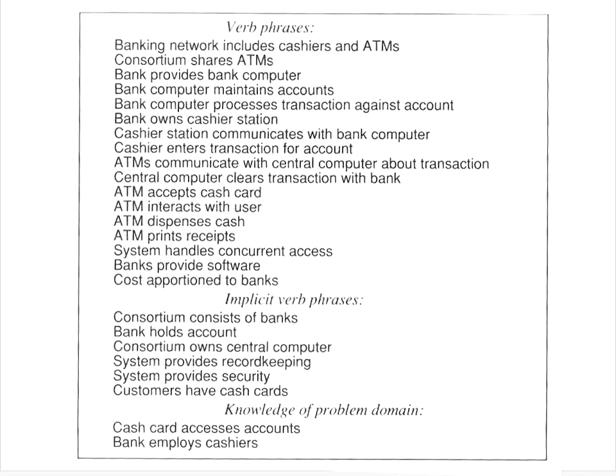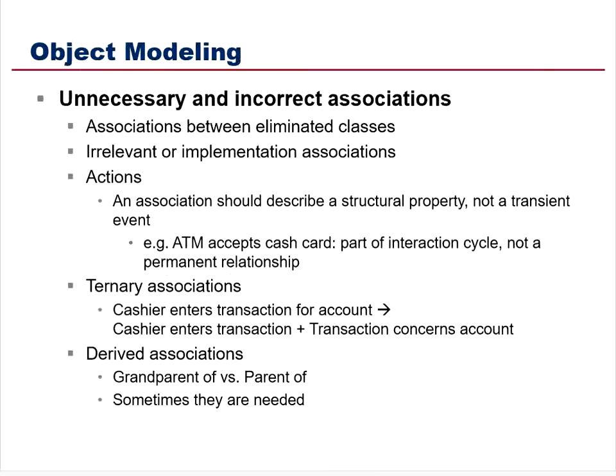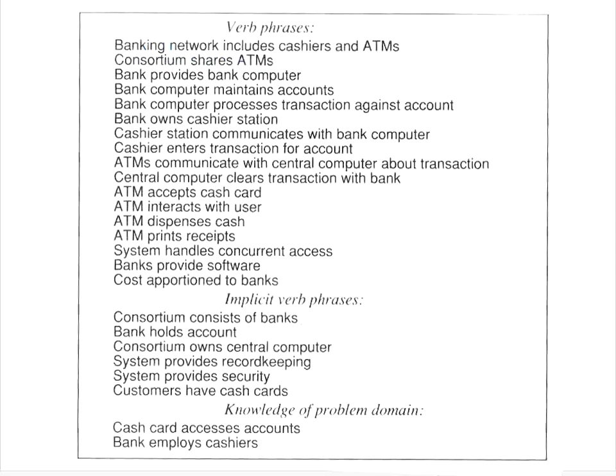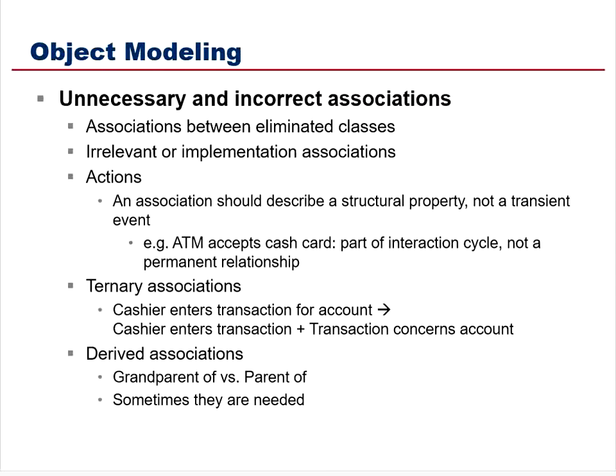Okay, so from this point we need to identify the association between two or more classes, right? After this we have to identify which are the unnecessary and incorrect associations. As we know, we are choosing many verb phrases here, many implicit verb phrases, knowledge of the problem domain. Here again we are specifying the cash card accesses the account, bank employs the cashier. So from this we have to identify the unnecessary and incorrect associations. How can we find out the unnecessary and incorrect associations?